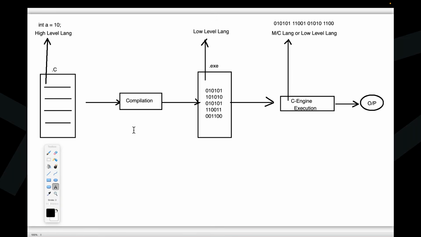Compilation is the process of checking errors. Process of checking errors is okay, but at the same time, what is that other point here? Another point is to translate the program from high level language to low level language. That is exactly the meaning of compilation. Right, sir. It's okay, fine.